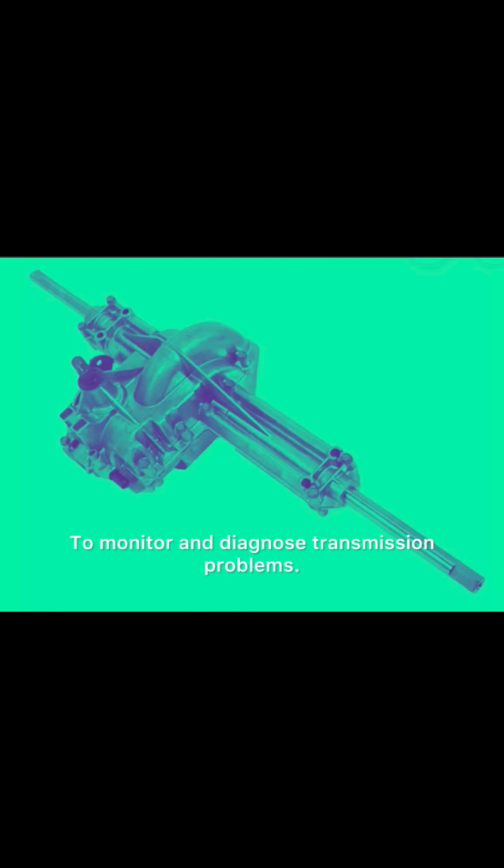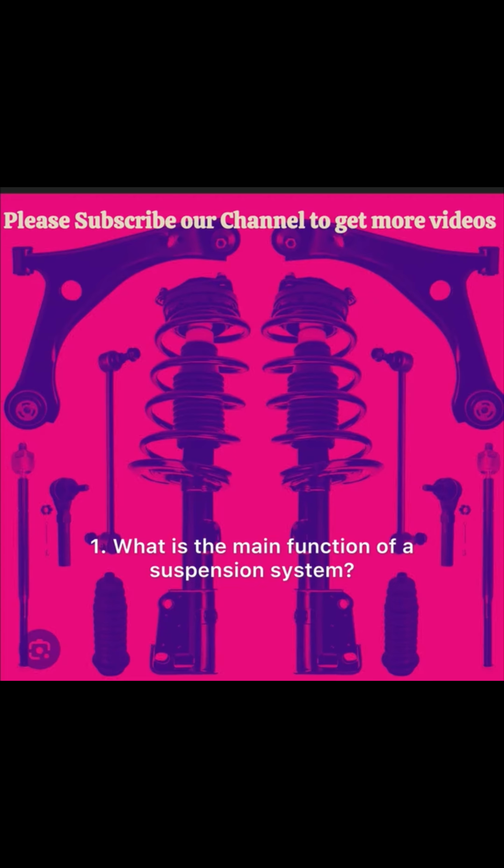30 questions and answers about automotive suspensions. 1. What is the main function of a suspension system? To provide a smooth ride and maintain vehicle stability. 2. What are the two main types of suspension systems? Independent and solid axle. 3. What is the purpose of a shock absorber? To control the movement of the suspension.